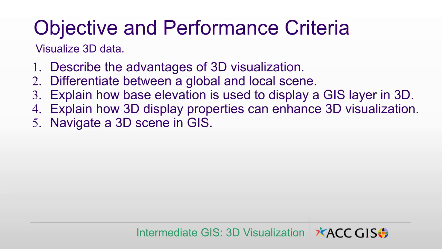You should be able to explain how 3D display properties can enhance 3D visualization. Layer properties control how individual 3D layers are displayed within a scene, like elevation, extrusion, or lighting. Scene properties control how all 3D layers are displayed within a scene, like ground, coordinate system, and illumination. Last, in the lecture demonstration and in the project, you'll navigate a 3D scene in GIS.